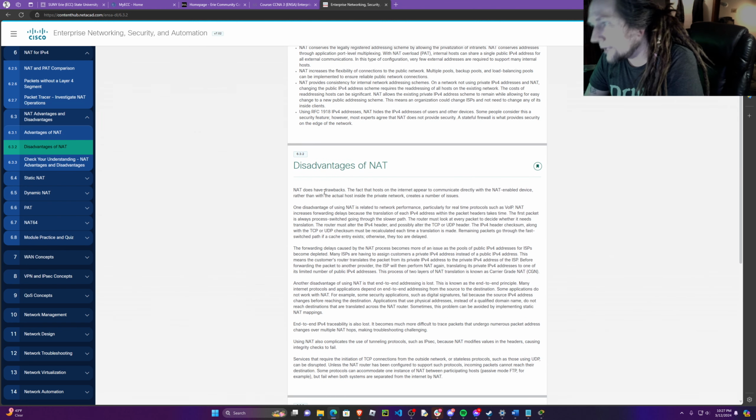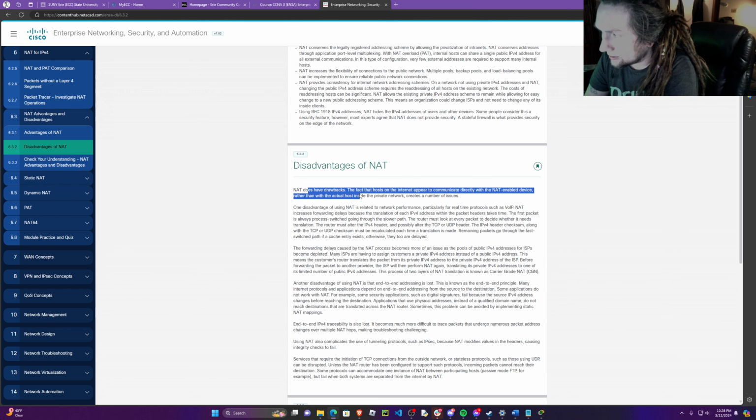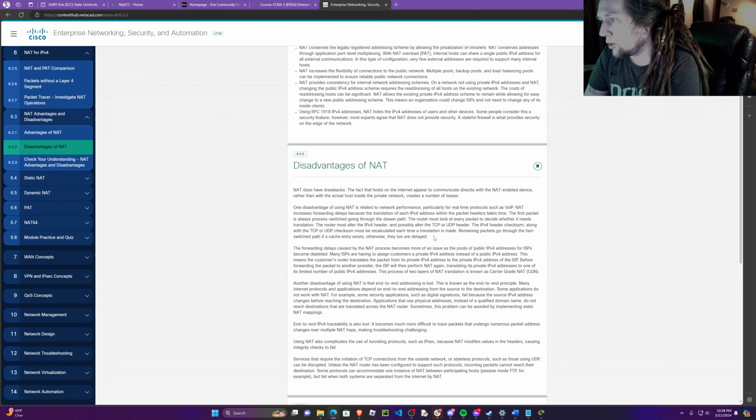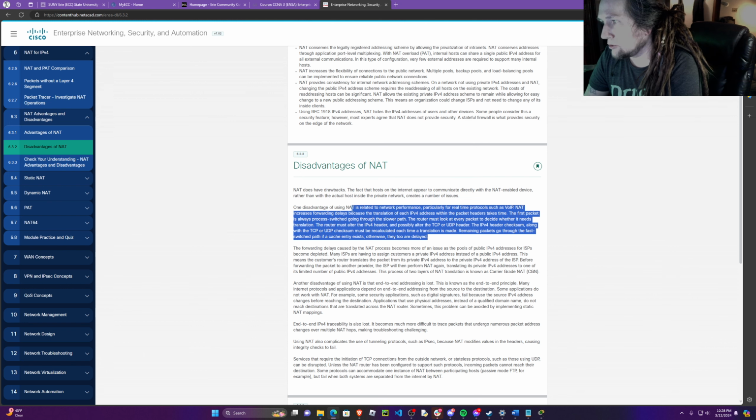Disadvantages of NAT. NAT does have drawbacks. The fact that hosts on the internet appear to communicate directly with the NAT-enabled device rather than the actual host inside the network can cause a number of issues. One disadvantage of using NAT is related to network performance, particularly for real-time protocols such as VoIP.